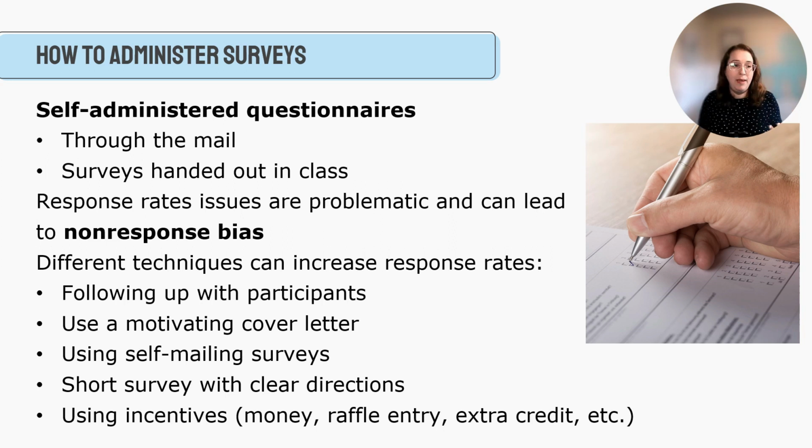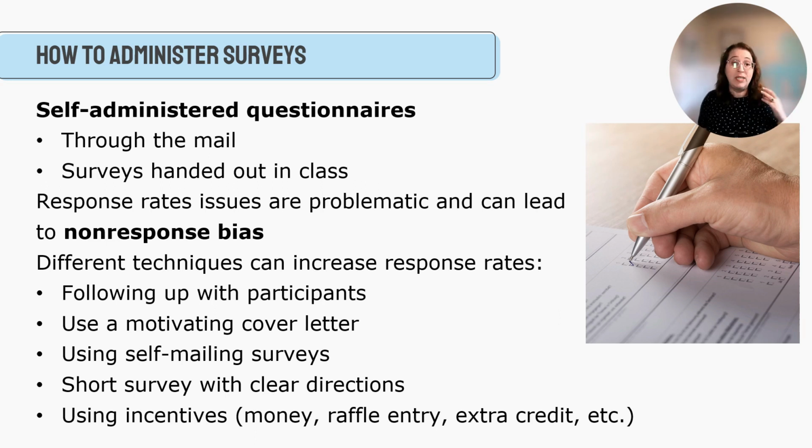Over time, there's a whole science to this, and there are a lot of different techniques that increase that response rate. One is following up with participants, maybe mailing it out and then giving them a phone call or going to their house. They do that with the census. Having a motivating cover letter that's clear, with clear directions. Using self-mailing surveys that people just fill out and drop back in the mail. They don't have to worry about anything, like postage or anything like that.